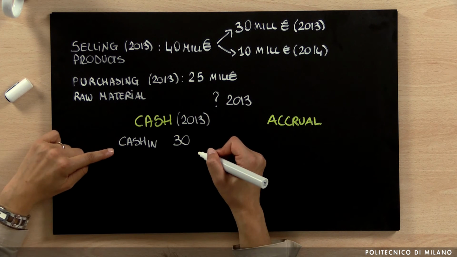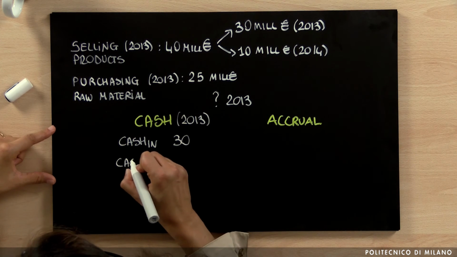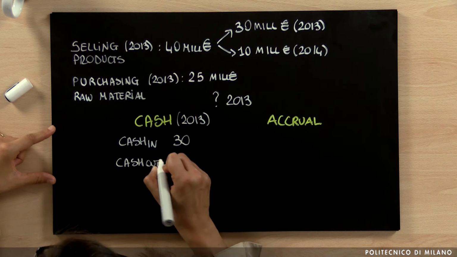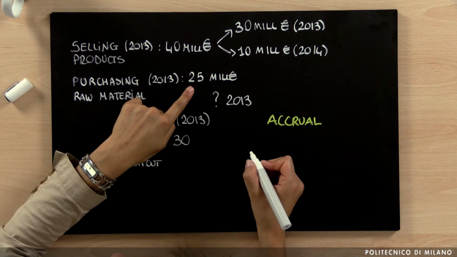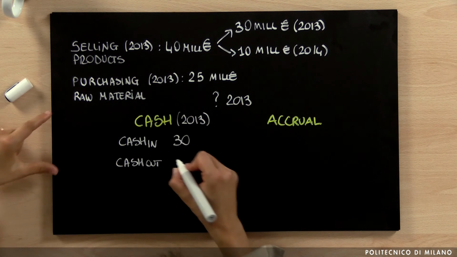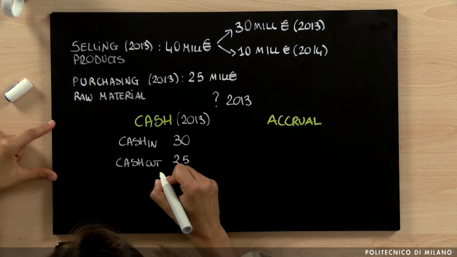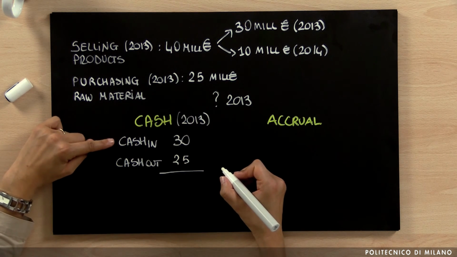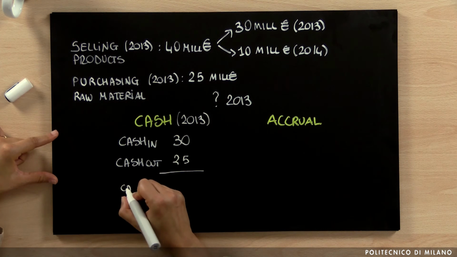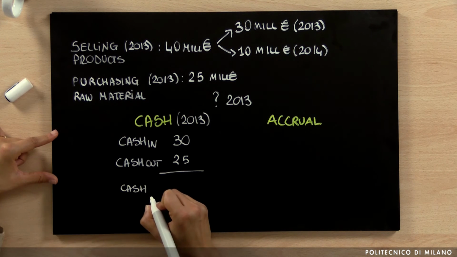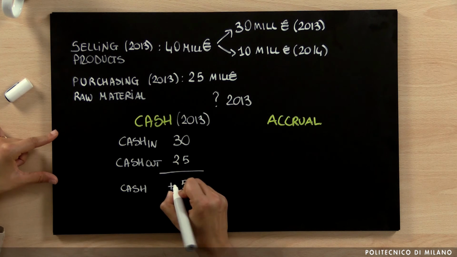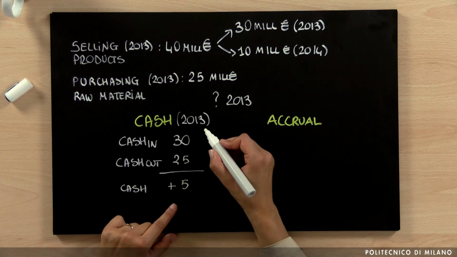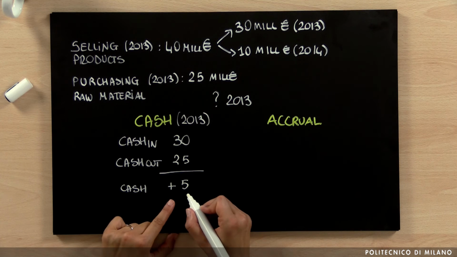Then we need to identify the cash out. The cash out of 2013 is the overall amount of purchasing of raw material, which is 25. So the difference between the cash in and the cash out gives us the overall cash, the net cash of the company, which is equal to plus 5. So at the end of 2013, the company has a cash of 5.